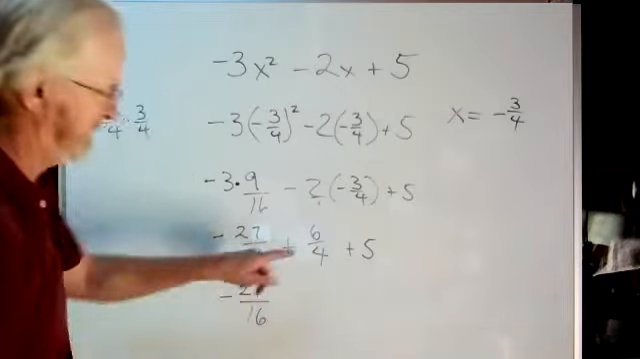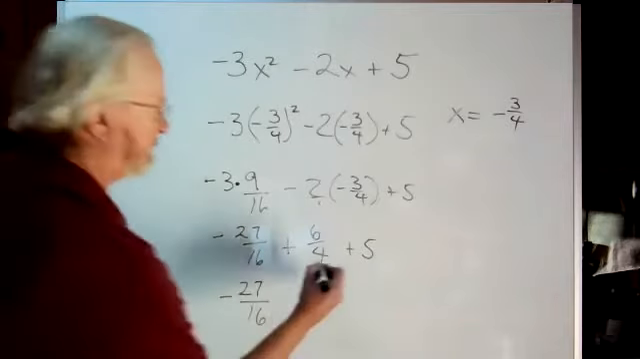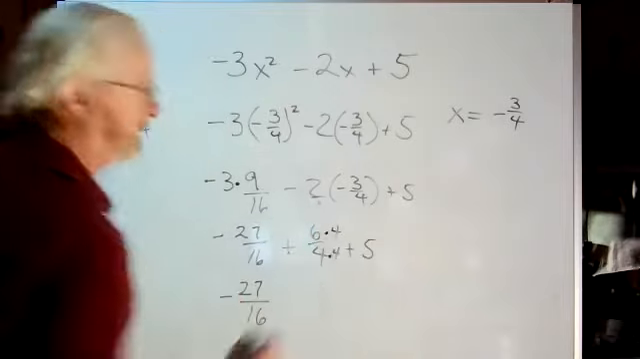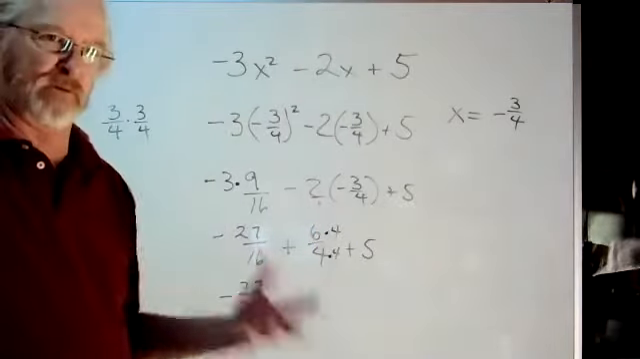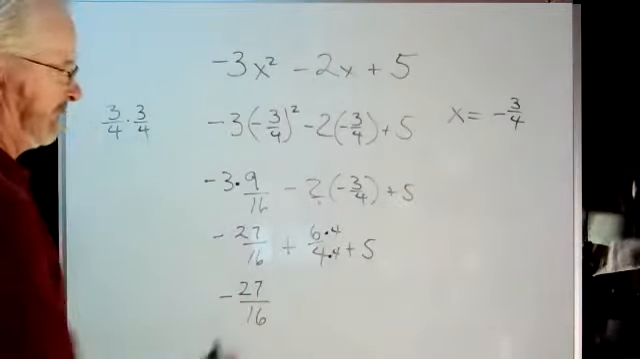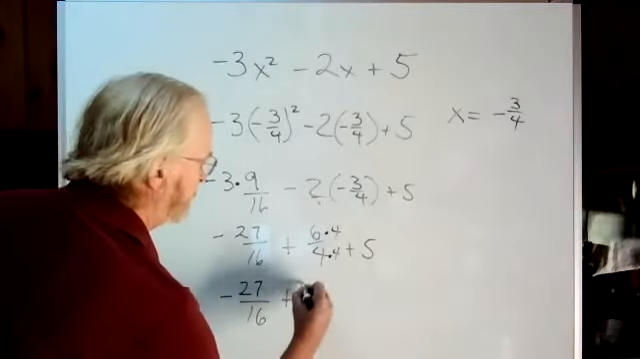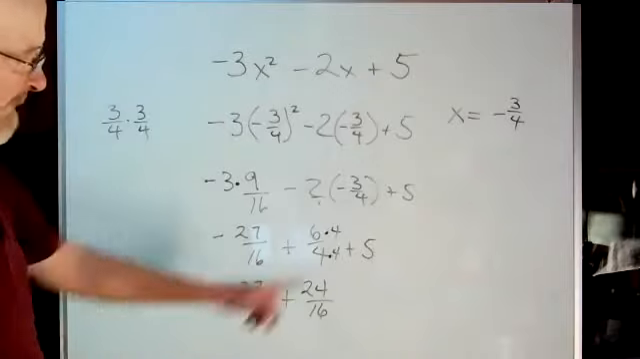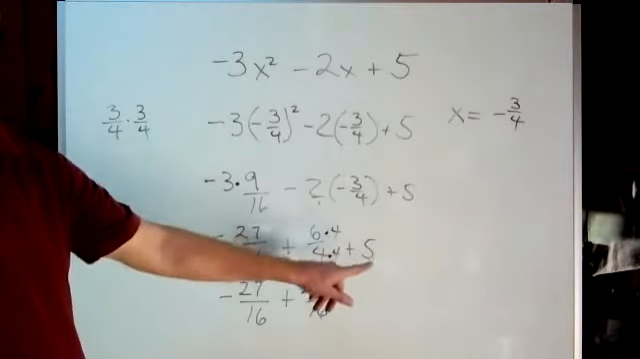How do I turn this into 16? I'm going to multiply by 4, which means I have to multiply the top by 4 to make it an equivalent fraction. Like both things got proportionally bigger. 24/16.